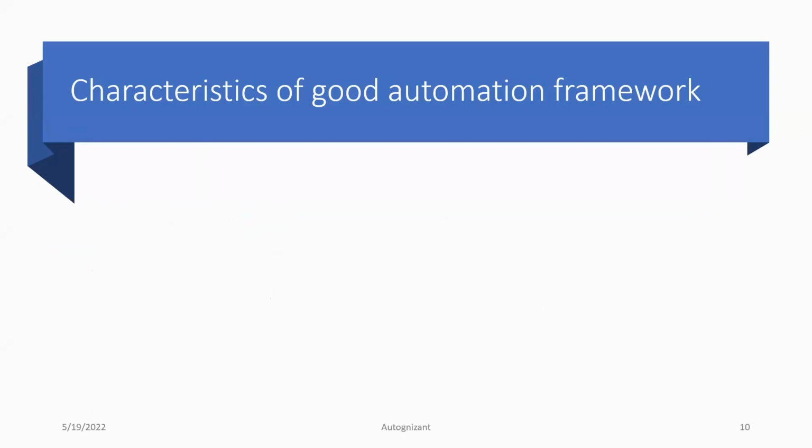Now is the time to understand characteristics of good automation framework. And this is very, very important. Otherwise, we will end up having a framework which is difficult to maintain and using which it will be very hard to write test script. So first point is wrapper functions for Selenium actions.